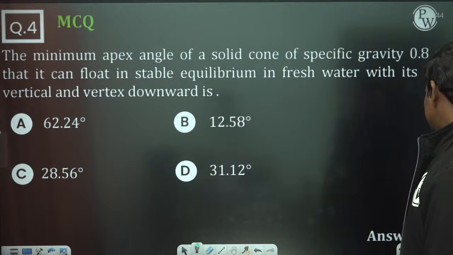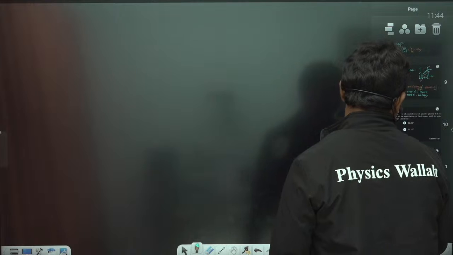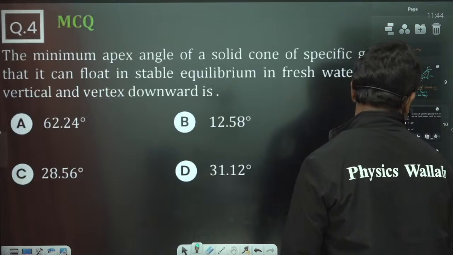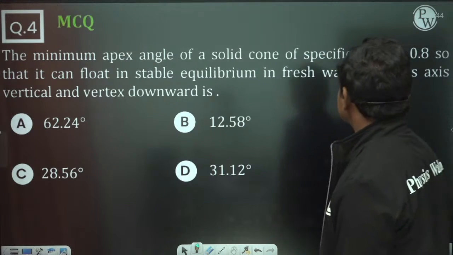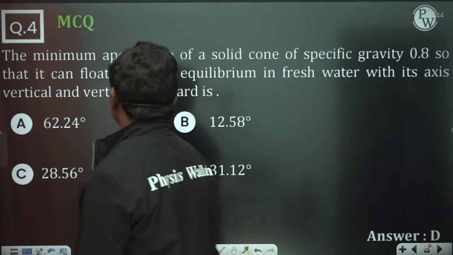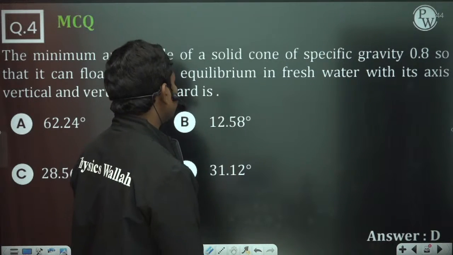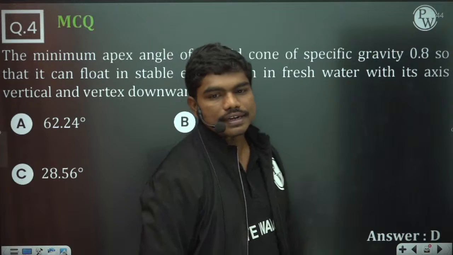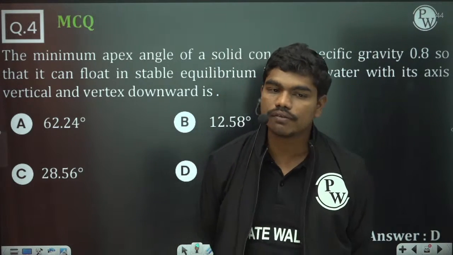Next, so see, there is a question here. The minimum apex angle of a solid cone of specific gravity 0.8, so that it can float in stable equilibrium in fresh water with its axis vertical and vertex downwards. So first of all, this is a floating body, a cone is floating actually. Given the cone, it can float in stable equilibrium.